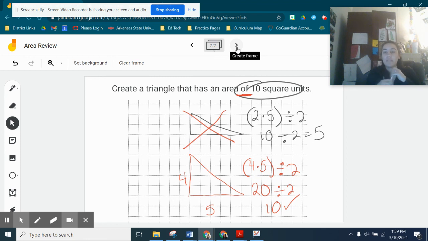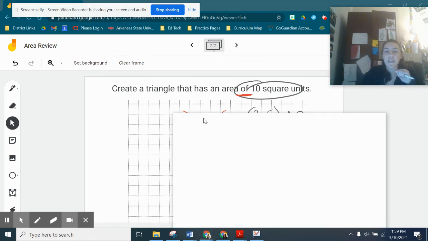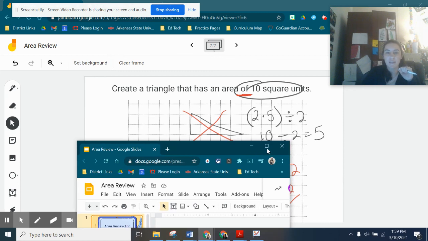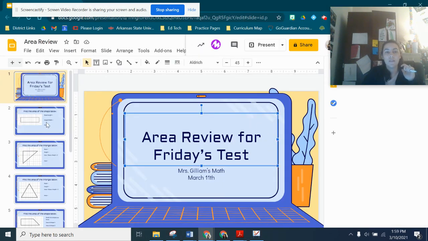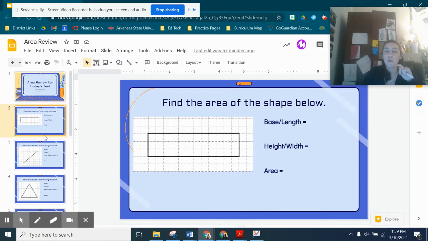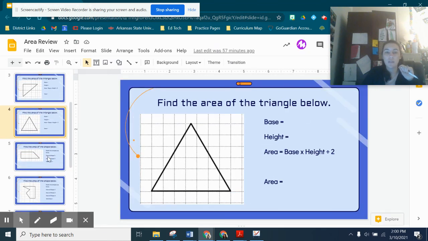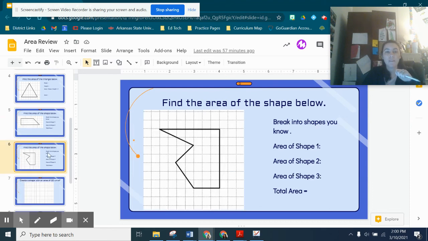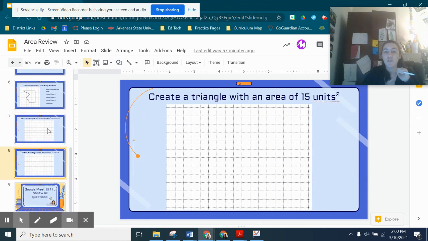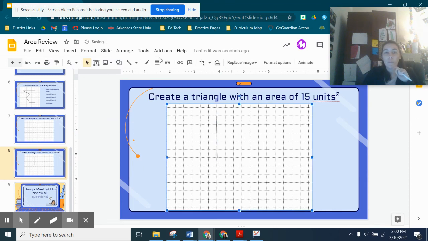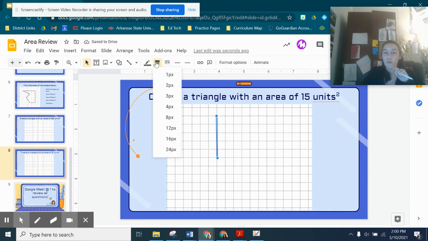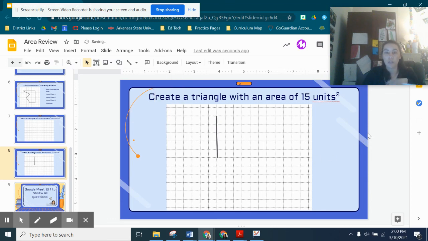Okay, so you are going to complete this area review slides. It looks exactly like what I just went through. Oh, it's slow. Hopefully the internet. So you have 1 rectangle, 2 triangles, an irregular shape, another irregular shape, and then 2 where you have to draw. Remember, on the ones where you have to draw, you have your lines right here. Just match them up. They should draw pretty well. And if you want them darker, just click on them and go over here to this, and that will make them darker for you.